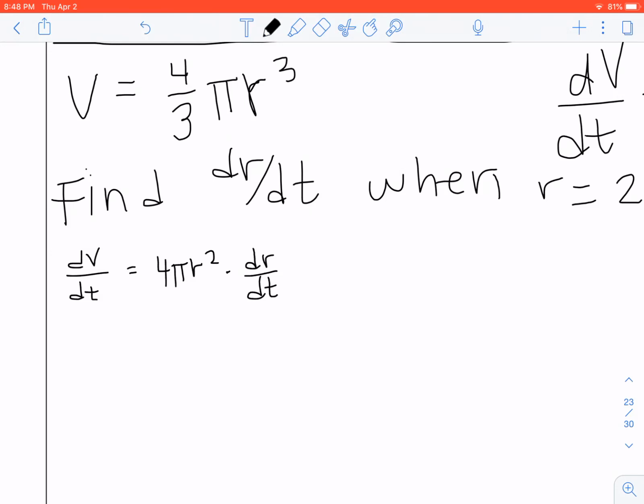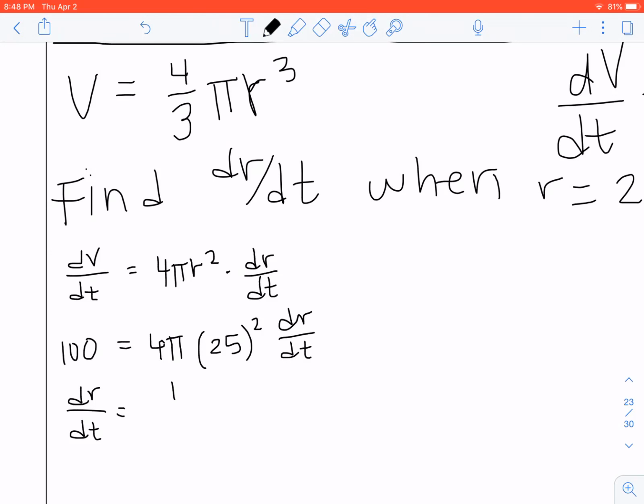Now we have dV/dt and dr/dt. I know that dV/dt is 100, and we are asked to find dr/dt. So I'm going to substitute in what we do know and leave what we are trying to find as a variable. So we know that dV/dt is 100. I'm going to leave off my units for now. I know 4 pi r squared with r equal to 25, so 4 pi times 25 squared, times dr/dt.